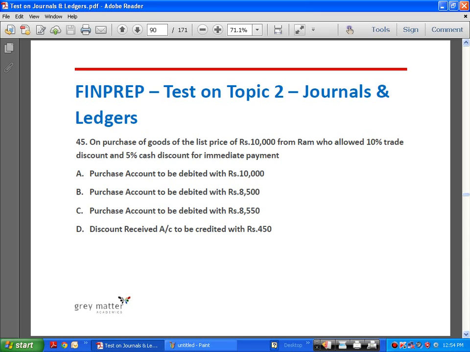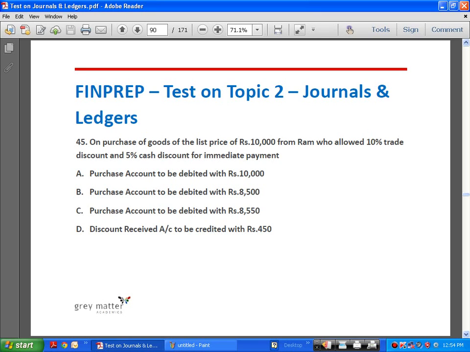You must remember that this list price is to be used only to calculate the trade discount. Trade discount is a discount which the supplier extends to the purchaser, either because he makes a bulk purchase or because of his long-standing relationship with him. The next thing that we have to remember with respect to trade discount is that no account is opened in the books to record trade discount.